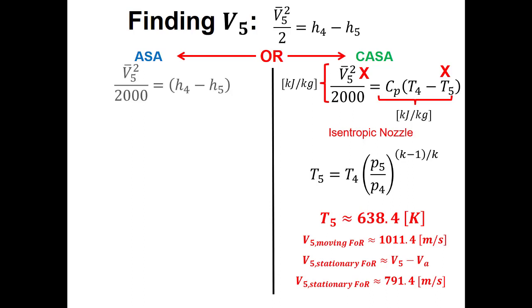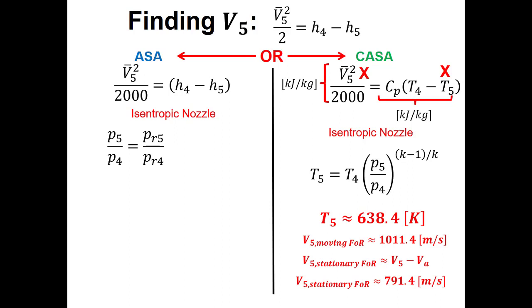791.4 meters per second. I do a similar process for my variable specific heat analysis, but here I use a different isentropic relationship because I can't use the expression with K in the exponent because that assumes that the specific heats are constant. So instead, I use that the ratio of pressures is equal to the ratio of the reduced pressures. Here, I know P5 because that's the same as PA.